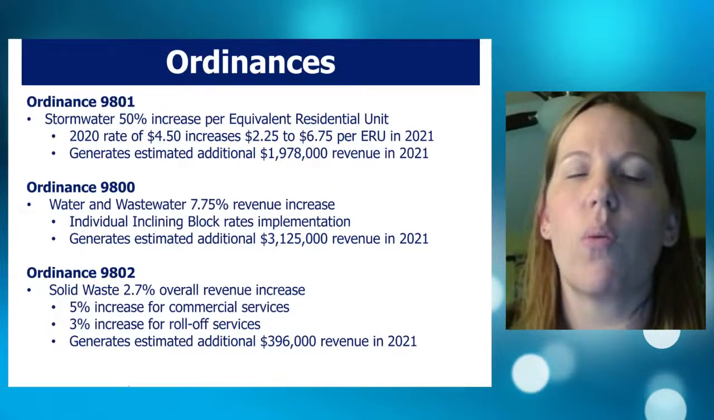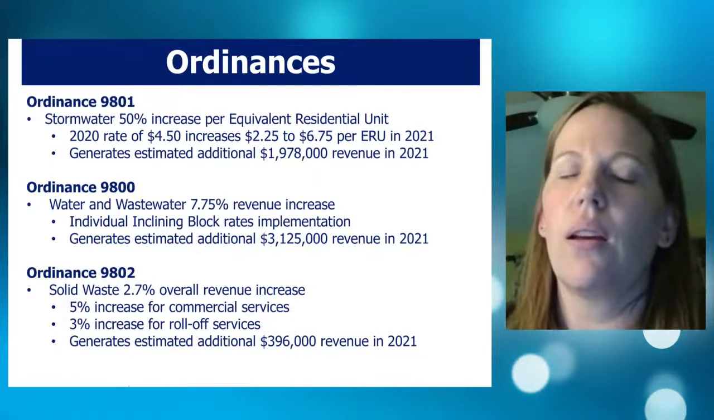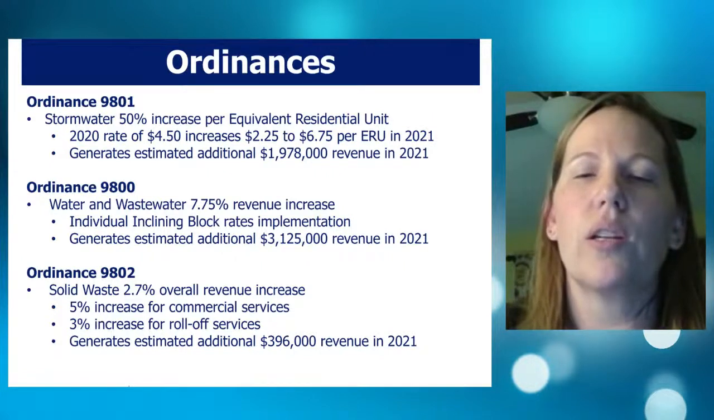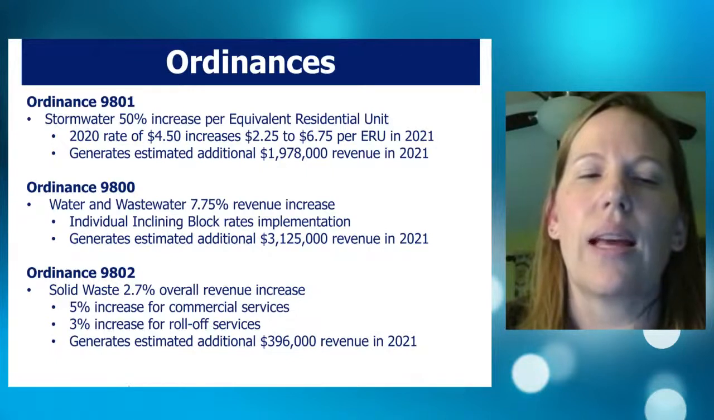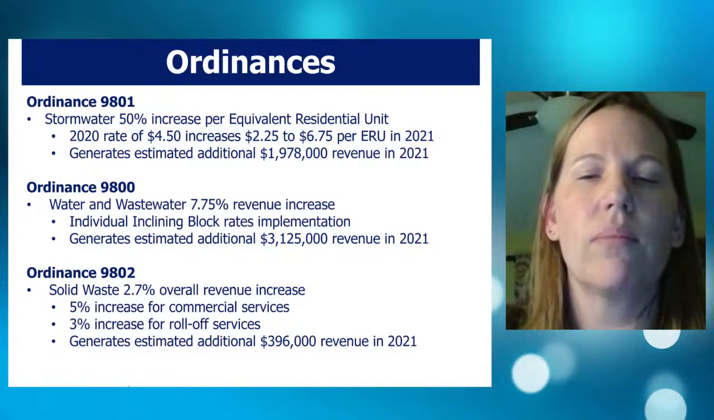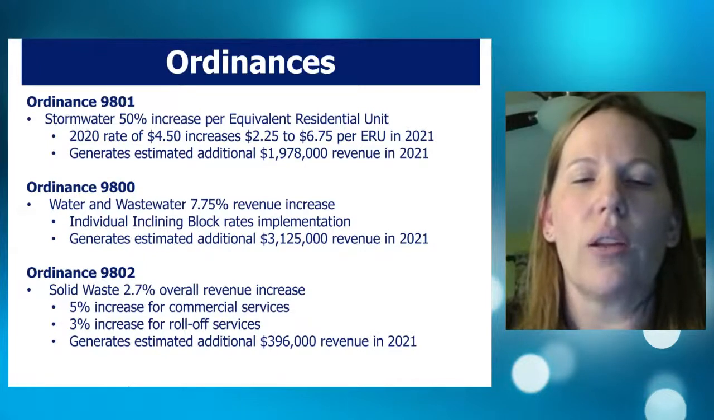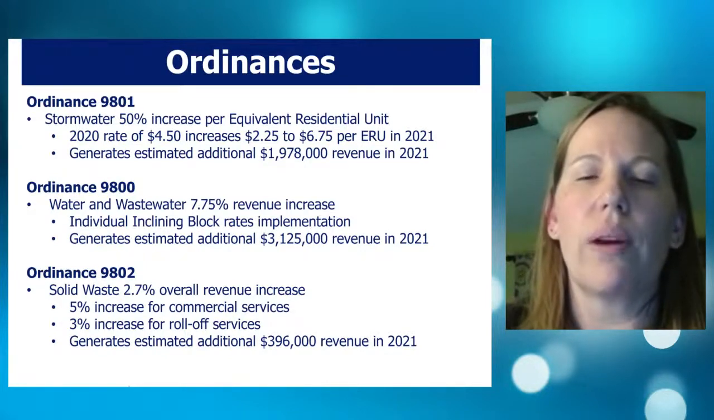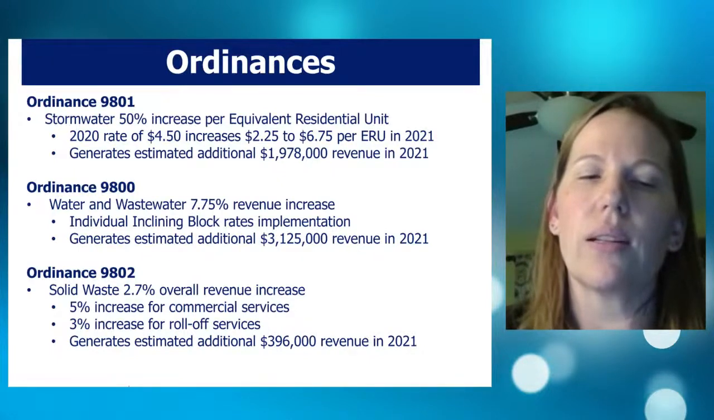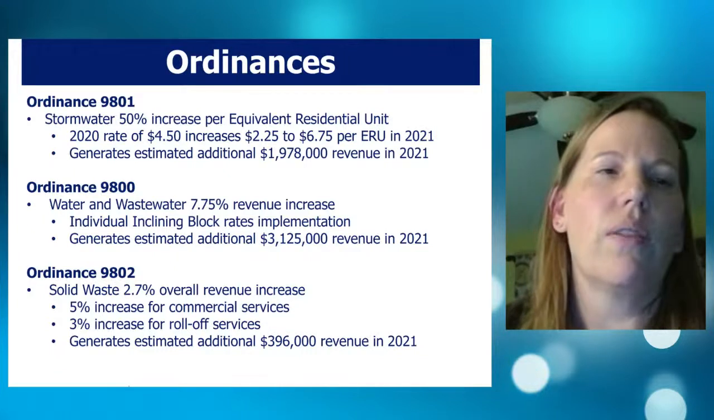Ordinance 9800 for water and wastewater is proposing a 7.75% revenue increase. It's also proposing implementing the inclining block rates effective April 1, 2021. And that will generate an estimated additional $3.125 million of revenue in 2021 to support the budget. And Ordinance 9802 for solid waste is proposing a 2.7% overall revenue increase with a 5% increase for commercial services and 3% increase for roll-off services, which will generate an estimated $396,000 of revenue in 2021 to fund the adopted budget.